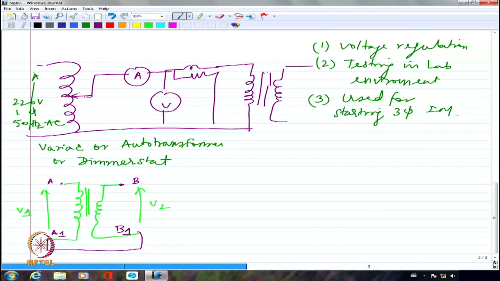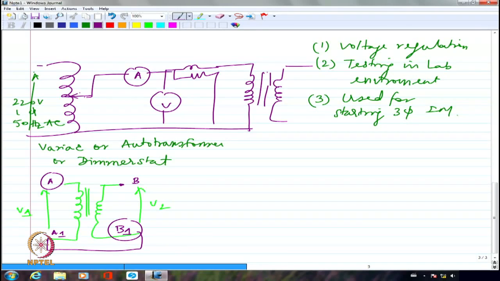Instead, if I had wanted 2200 minus 220, I should not connect A1 and B1 together. I should rather connect A1 to B, and I should have taken the voltage across A and B1. Then I would have had series opposition, which will actually give me 2200 minus 220. That's a wonderful question. I didn't tell you there can be series addition and series subtraction. This brought out at least the series subtraction part.